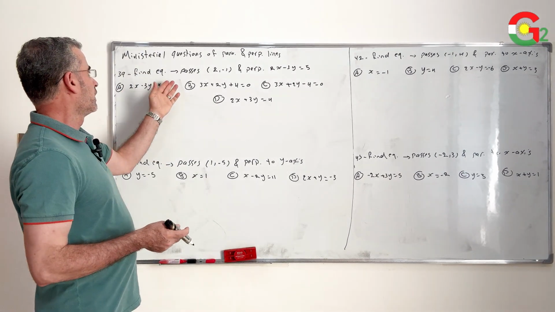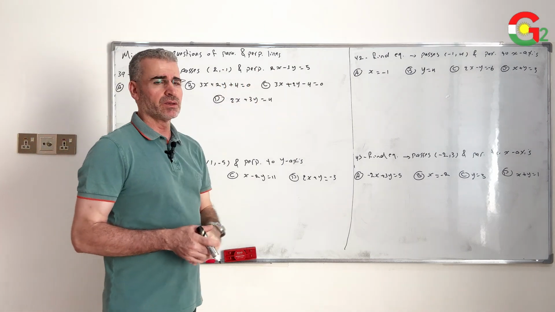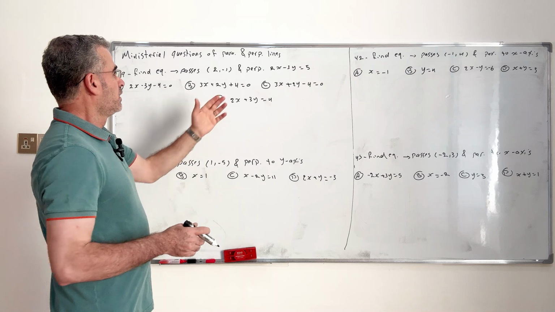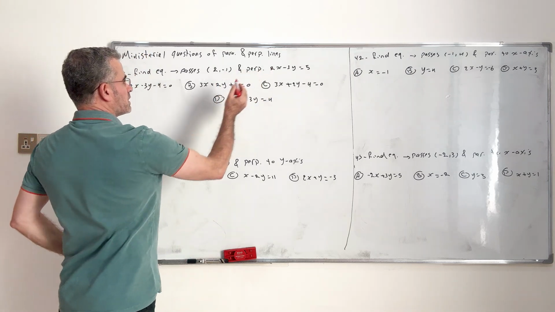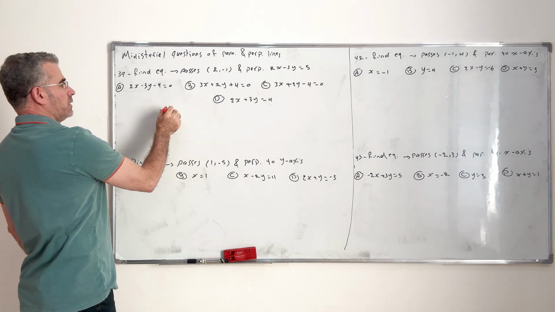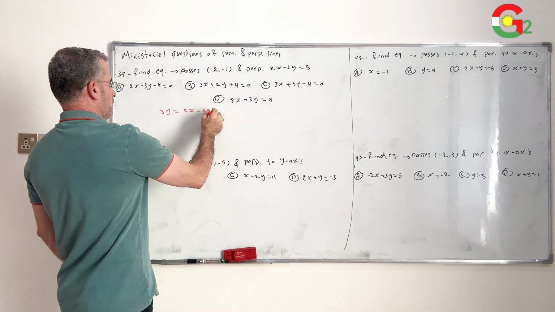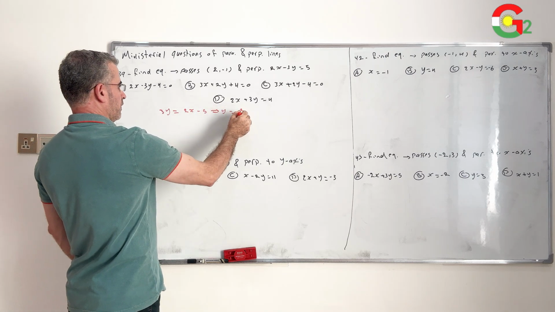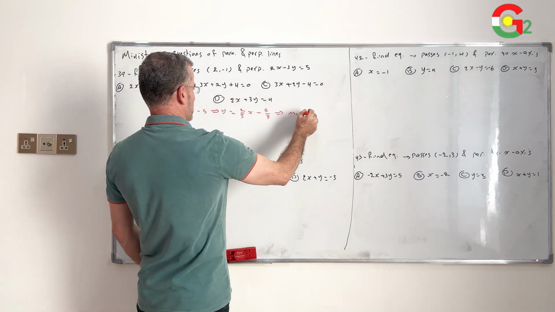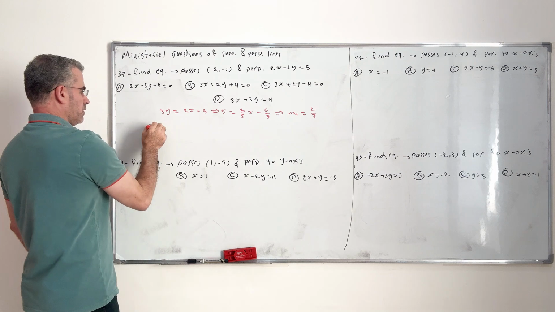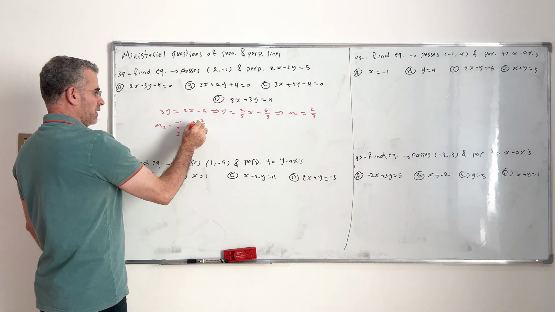Question number 39. Find the equation of the line that passes through the point (2, -1) and is perpendicular to the line 2x - 3y = 5. I'll find the slope from this line. 3y = 2x - 5. Then y = 2/3 x - 5/3. Then the slope of this line is 2/3, and the slope of the needed line is -1 over 2/3, which is -3/2.